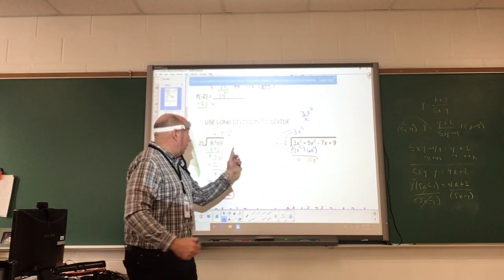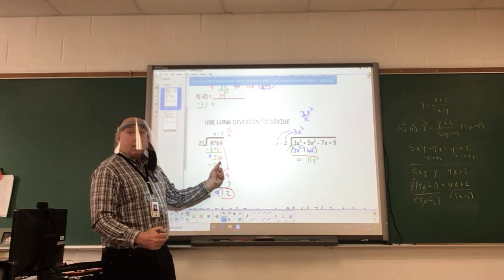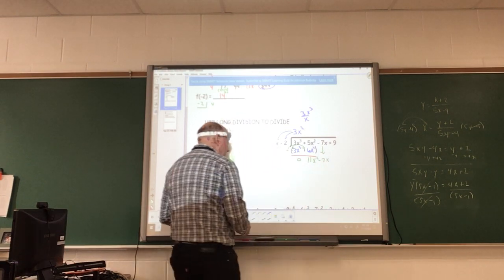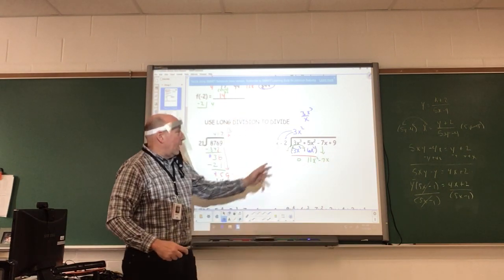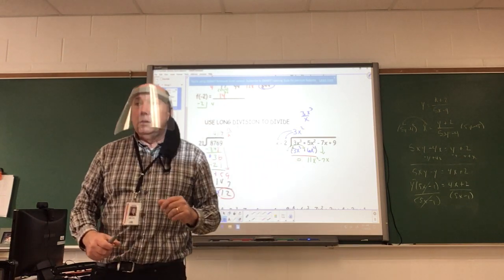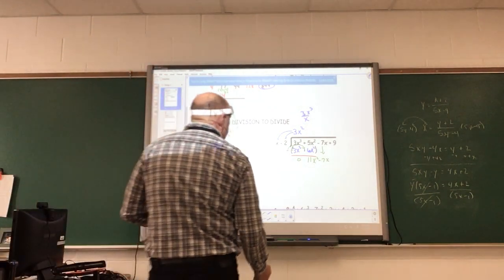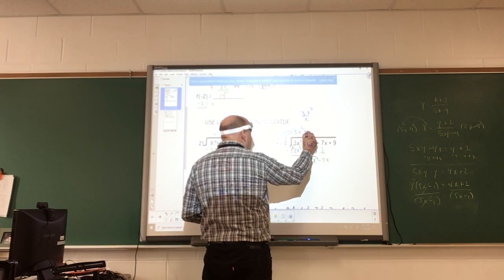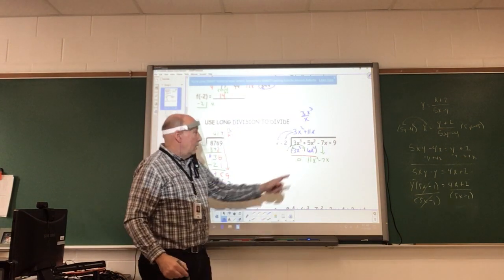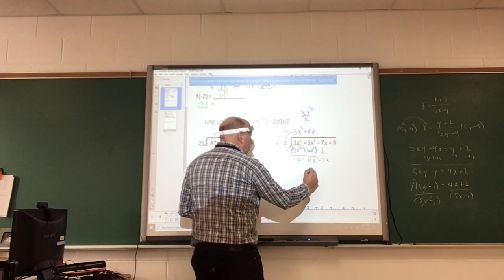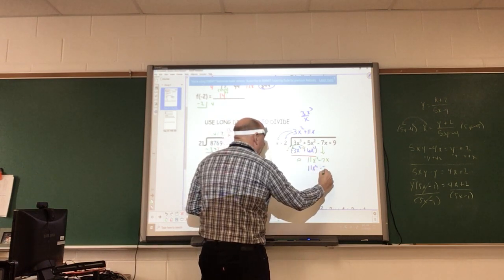Next thing we need to do, well, what do we do over here? We trace down the 6. So we're going to trace down our next term, a negative 7x. How many times does x go into 11x squared? 11x times. So we have plus 11x. Then we multiply to both of our terms. So we have 11x squared and a minus 22x.